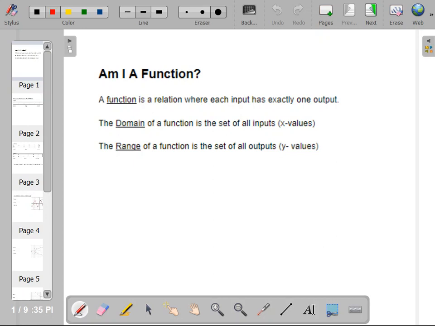Hello, ladies and gentlemen. We're going to talk about functions and how to tell if a relation is a function. If you're going to talk about functions, you first need to have some definitions under your belt.